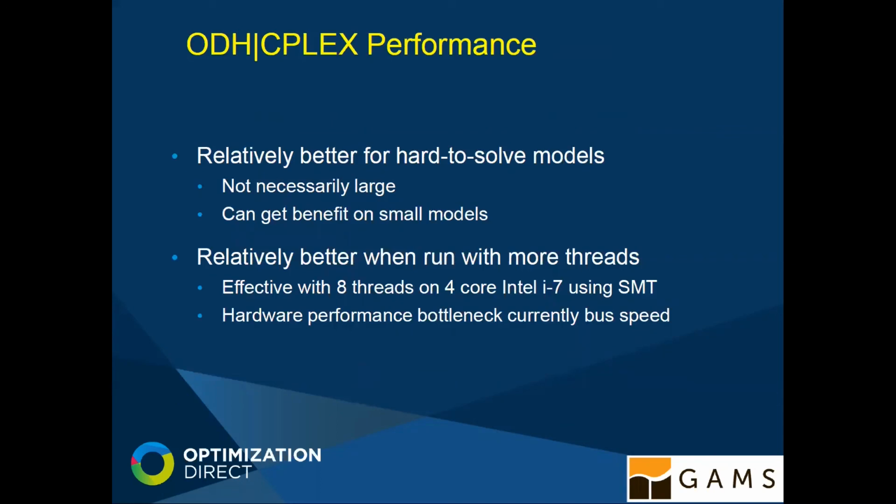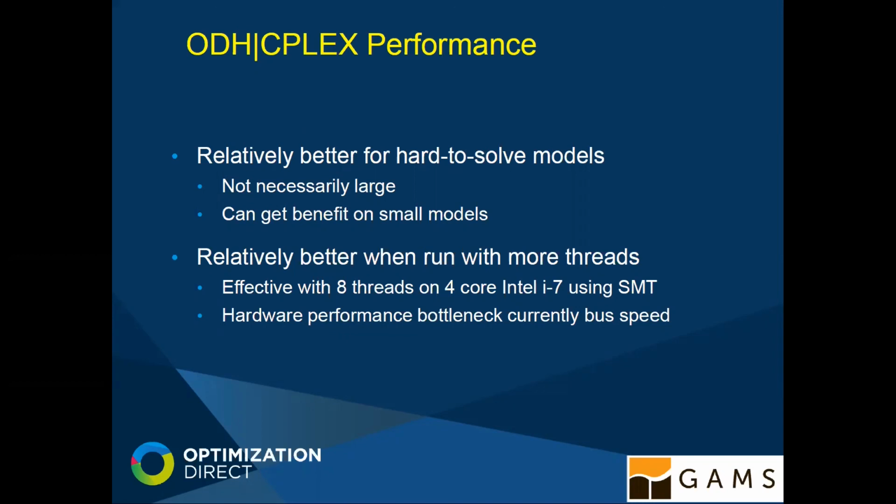So, in general, then, for performance, ODH CPLEX is relatively better than the standard optimizer the harder the model is. Even if they're not necessarily large, we can still get benefit from using it on small hard models. It's relatively better when using more threads, and it is certainly effective using 8 multi-threaded threads on a 4 physical core workstation.